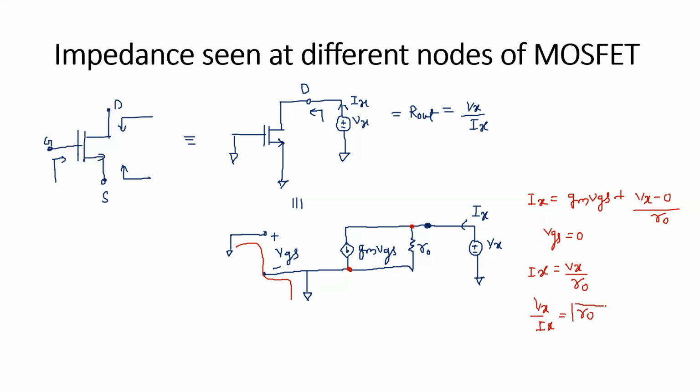So here the ratio Vx by Ix is r0 only. This r0 means the intrinsic impedance of this MOSFET is itself the output impedance when we look from the drain side.